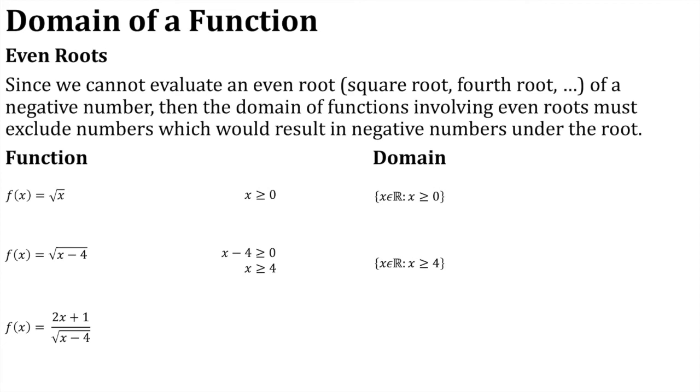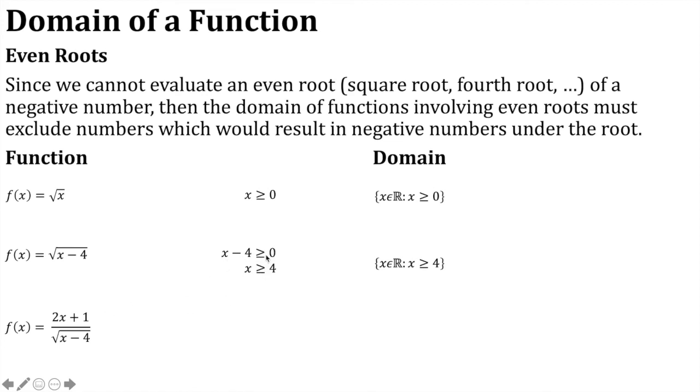And one last one, f of x is equal to 2x plus 1 all over the square root of x minus 4. Now, we've got two things going on here. We've got the square root, but we've also got a fraction. So the square root of x minus 4 is similar to this one. It tells us that x minus 4 has to be greater than or equal to 0.